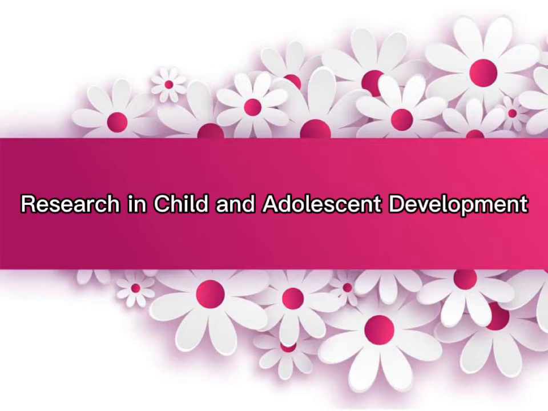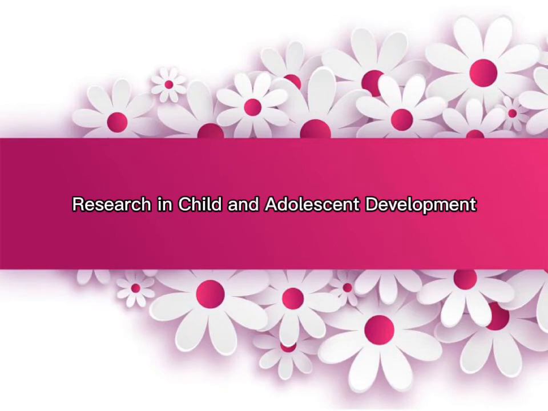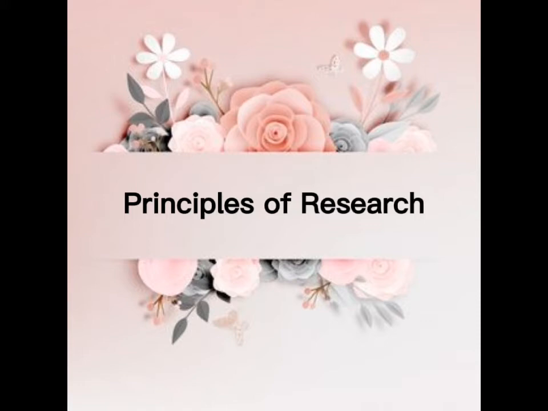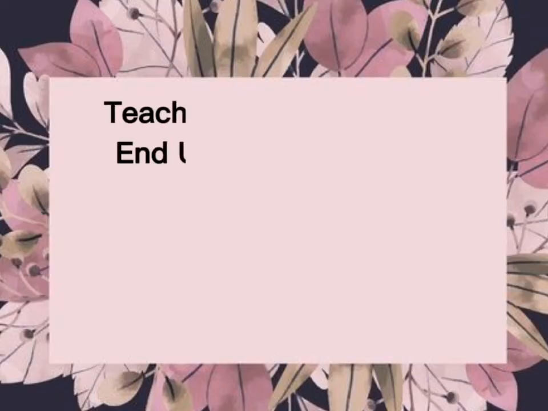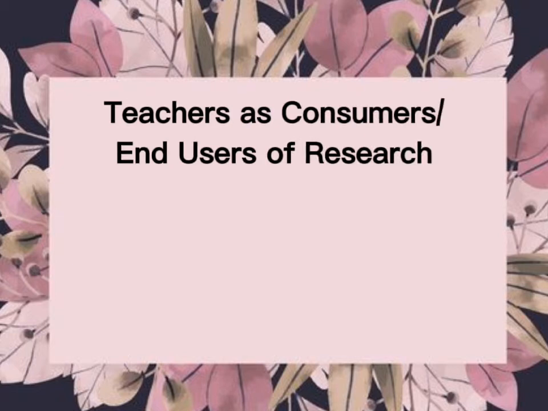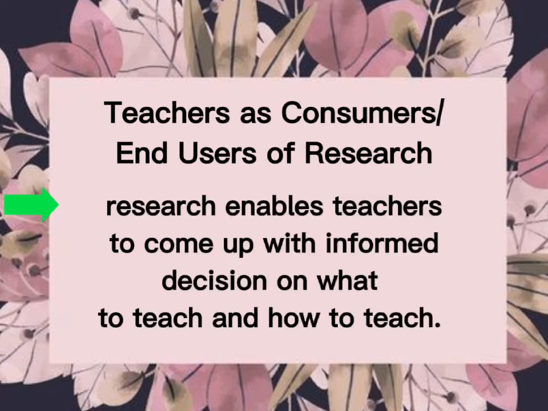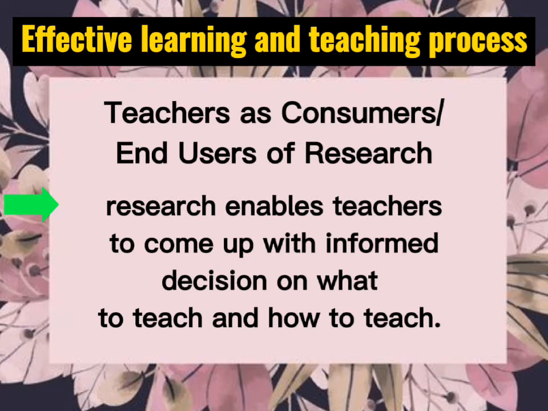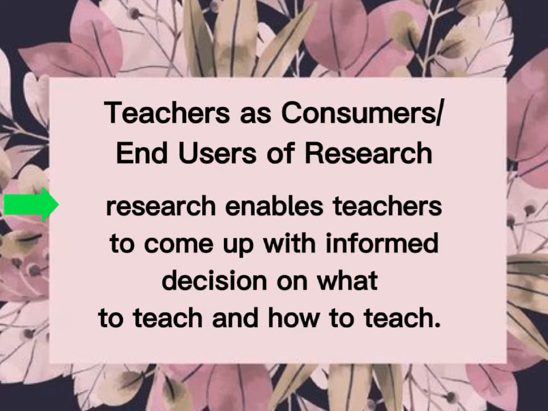It's all about research in child and adolescent development. Principles of research. There are two. First, teachers as consumers or end users of research. It gives important knowledge to use in policy making. It also enables teachers on what to teach and how to teach. And also, it involves decisions related to educational policies, curriculum, effective learning and teaching process, and even those involving research.